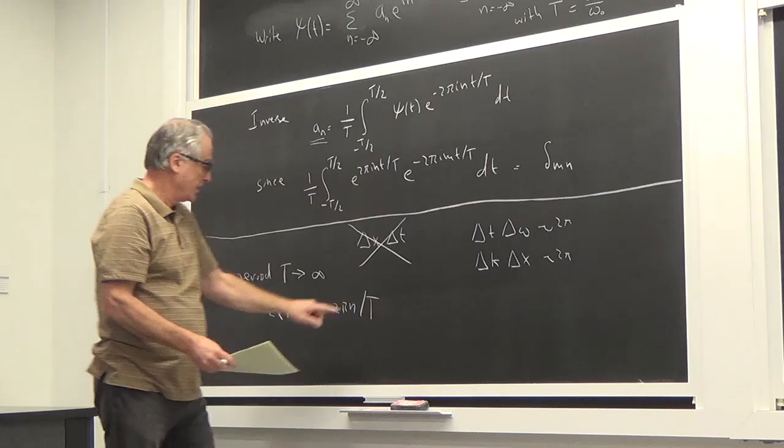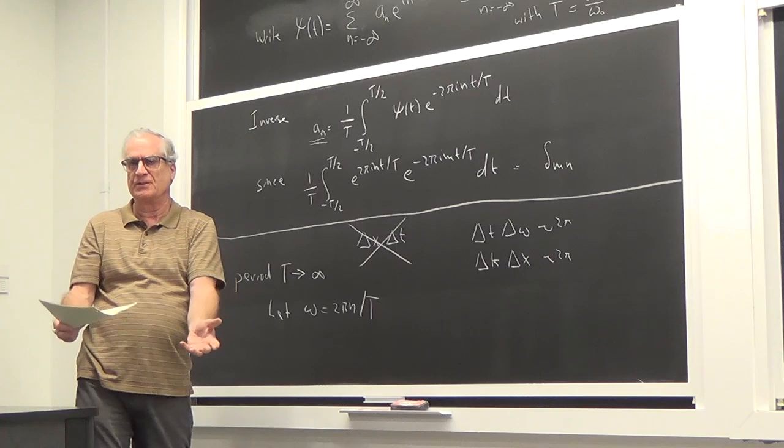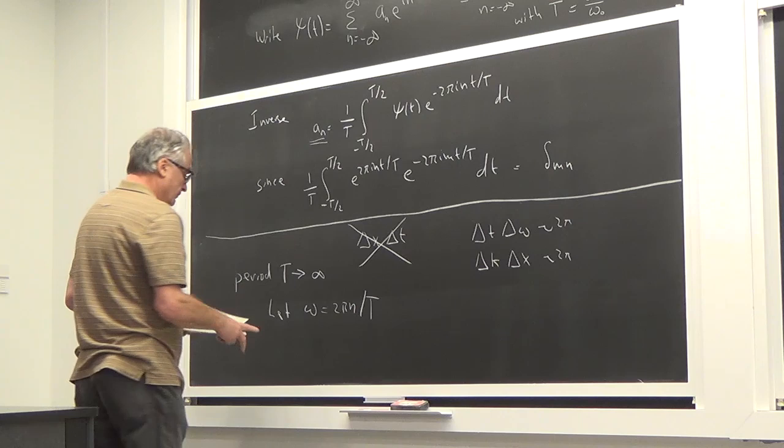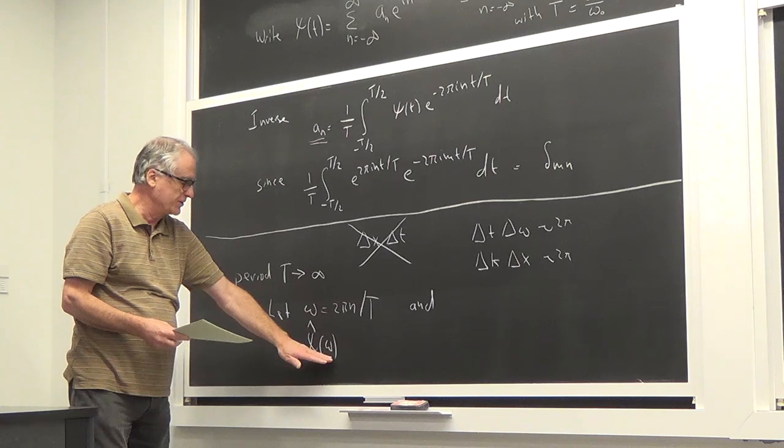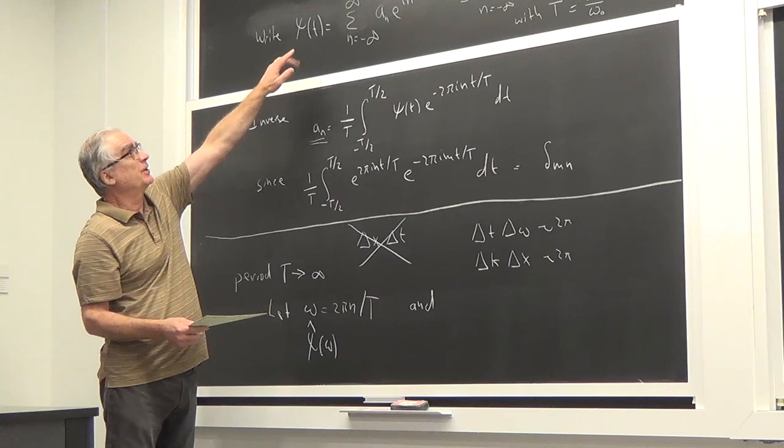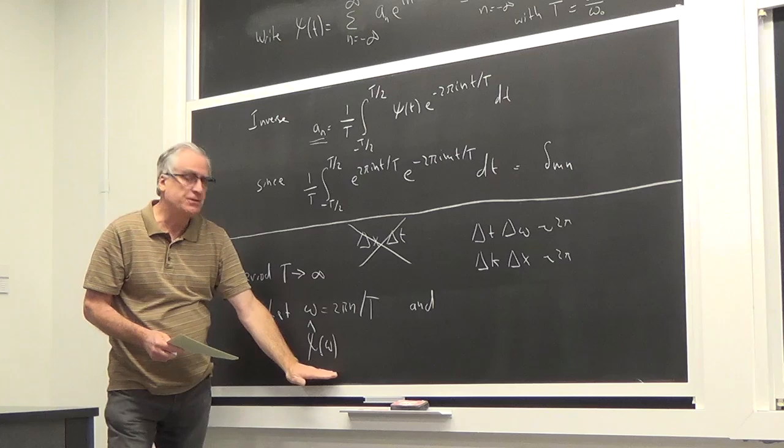So these a sub n's are going to really turn into something that's a function of frequency, frequency omega. And so I'm going to write psi hat, which is like psi, except it's a function of omega instead of a function of time. So psi of t describes the amplitude of my wave packet as a function of time. This is going to describe the amplitude of my wave packet as a function of frequency.